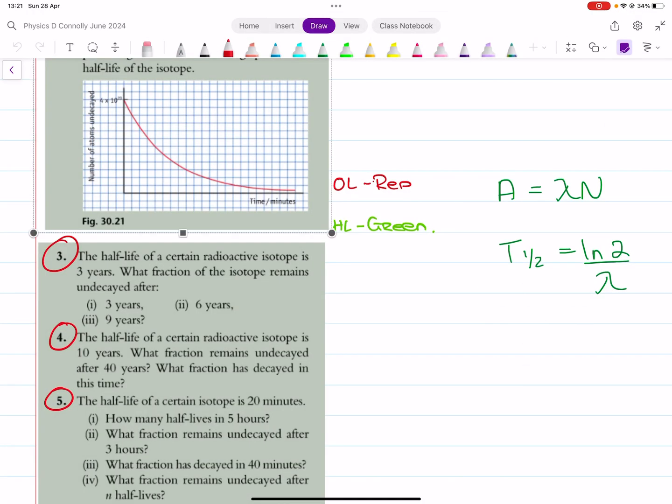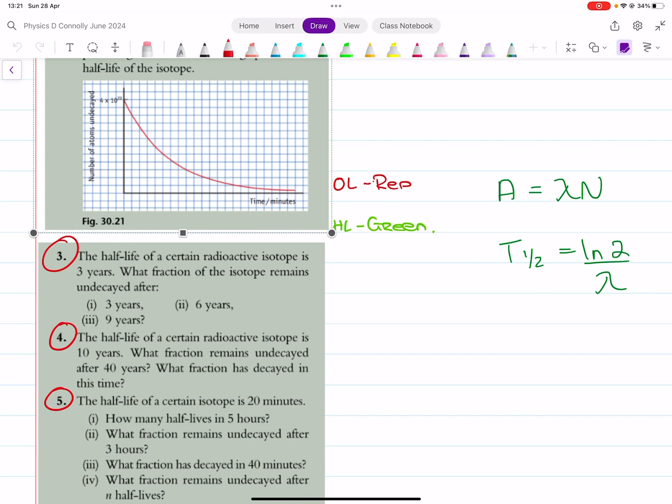Okay, so I'm just going to do these questions that I left you on Thursday. So the ordinary level ones first. The half-life of a certain radioactive isotope is 3 years. What fraction of the isotope remains?